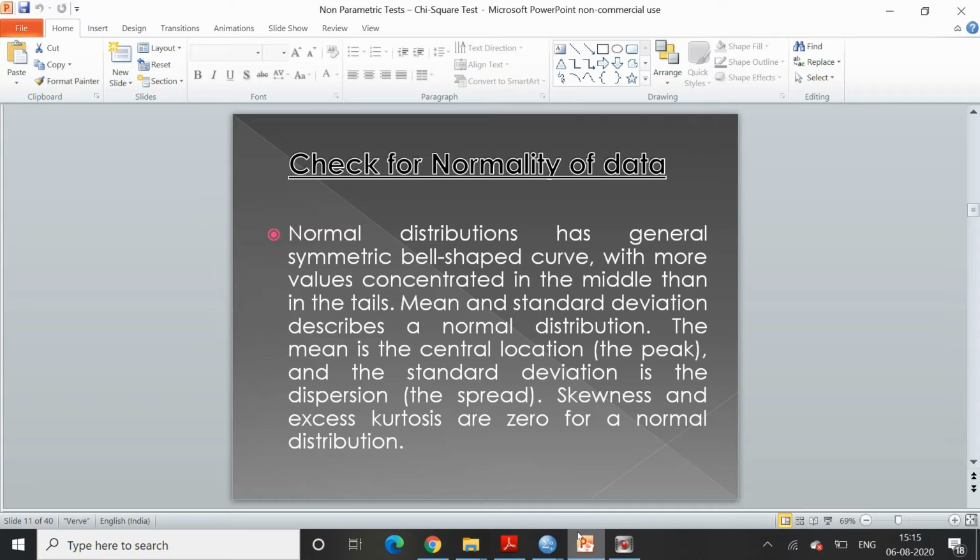The central limit theorem says that if our data is not normally distributed, taking a large sample size will make the data normally distributed because of the huge sample size which we have taken. All of us understand the mean and the standard deviation which describe the normal distribution. The mean is the central location, the peak, and the standard deviation is the dispersion or the spread of the normal distribution curve. Skewness and excess kurtosis are 0 for a normally distributed curve.